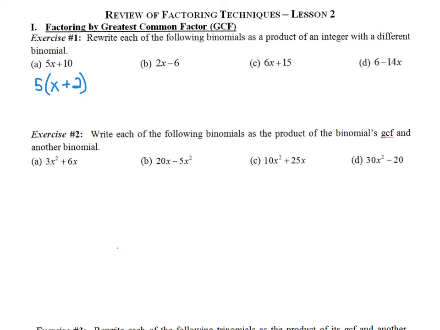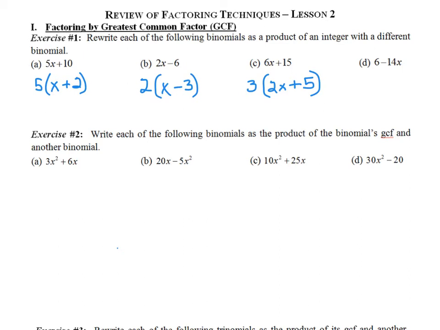In part B, we want to factor out a 2, which is the greatest common factor, and we're left with x minus 3. In part C, we're going to see that the largest number that can be factored out of both of those terms is a 3. So when I factor out a 3, I have to remember to divide each term by 3. So 6x divided by 3 is 2x. 15 divided by 3 is plus 5.